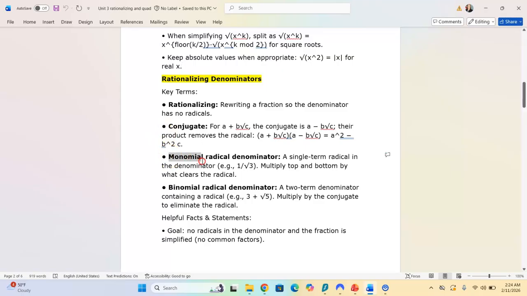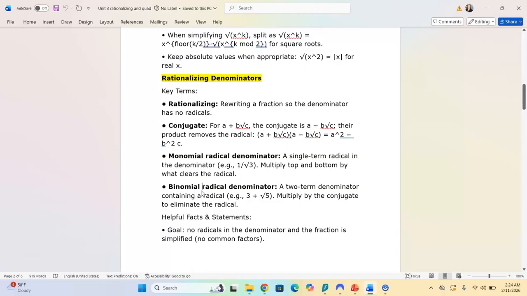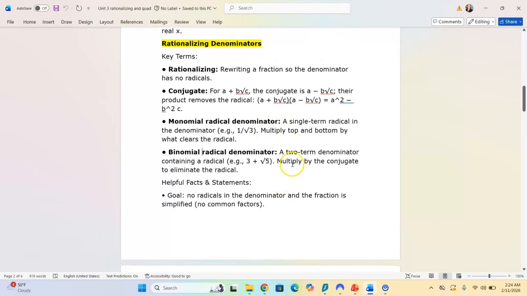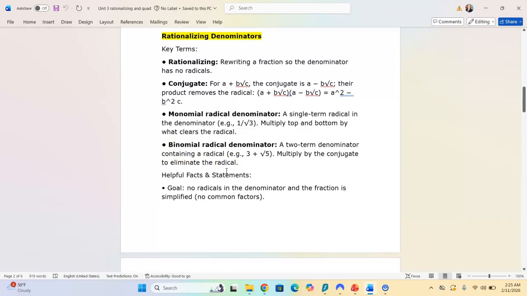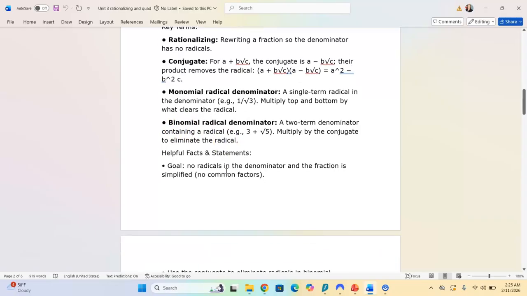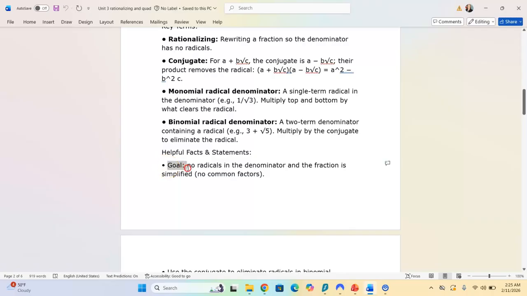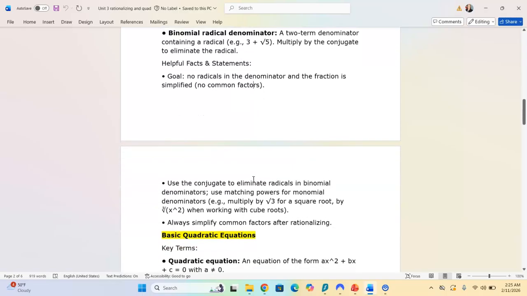Another part, like key vocabulary that should be familiar to you: monomial and binomial. Remember, we just got finished talking about that last week. Single is monomial, two is binomial. And then your goal when you're solving is that you have no radicals in the denominator and the fraction is simplified. Remember I told you you're not always solving for a number, you're solving for an outcome, and you have to understand what that outcome is.